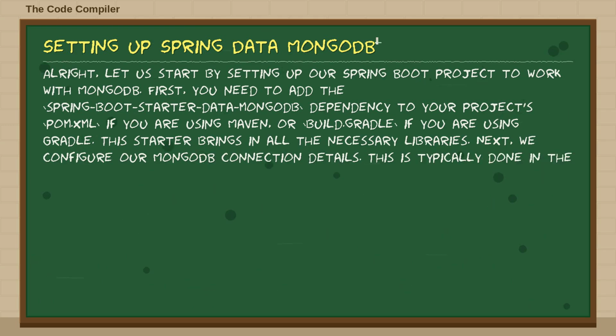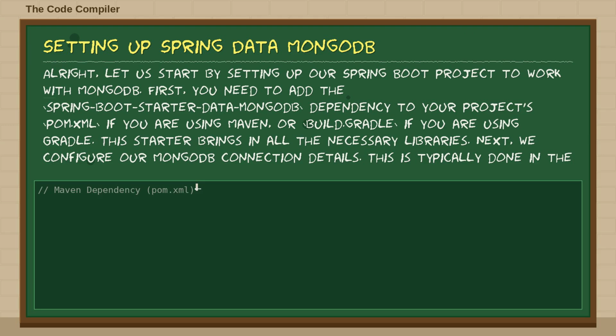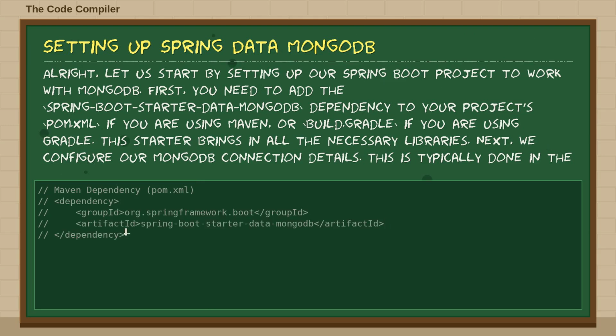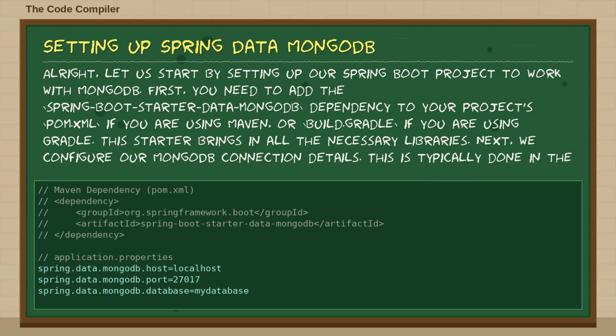Next, we configure our MongoDB connection details. This is typically done in the application.properties or application.yml file. Here, we specify the MongoDB host, port, and the database name we wish to connect to. Spring Boot will automatically pick these properties up and configure the connection for us. It is truly that straightforward to get started.